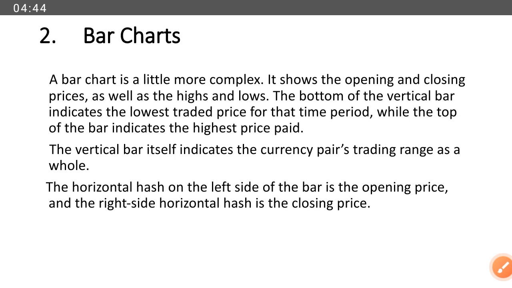The bottom of the vertical bar indicates the lowest traded price for that time period, while the top of the bar indicates the highest price paid. I'll show you the bar now. The vertical bar itself indicates the currency pair's trading range as a whole. The horizontal arch on the left side of the bar is the opening price, and the right side horizontal arch is the closing price.